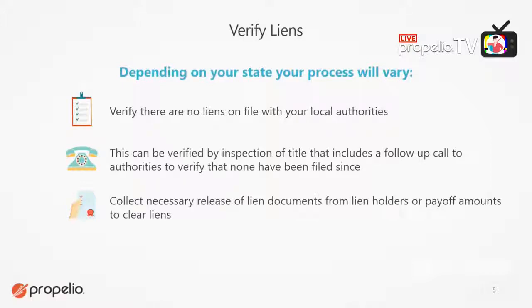If I do find that I have any liens against that property, I need to collect the necessary release of lien documents from lien holders or pay off amounts to clear liens. Now, I have discussed this in a previous class on title research, so I'm not going to do a deep dive on this. But in Texas, at the very least, it's called a Form B release of lien. You're going to need to get that filed for Texas. I don't know what that form is for your other states. Texas, Form B, release of lien. Very simple. You're probably going to have something similar to that in your other states. So try and figure out how to release a lien in your state.